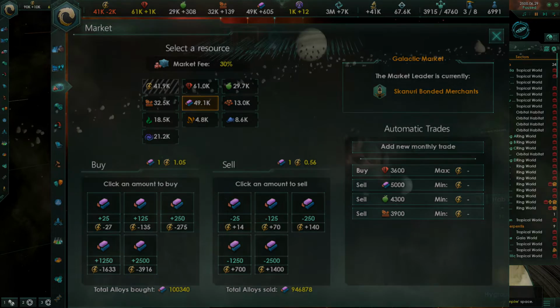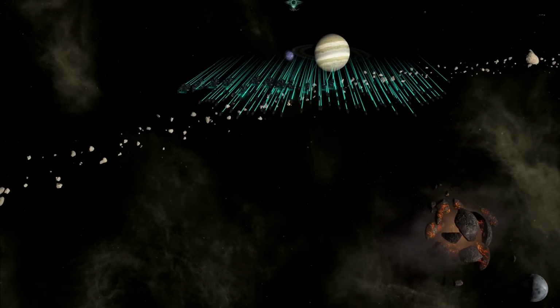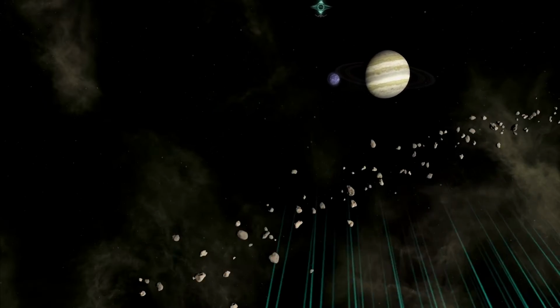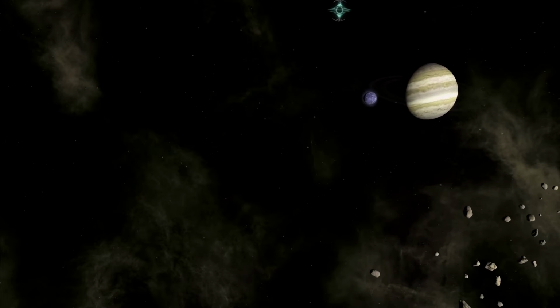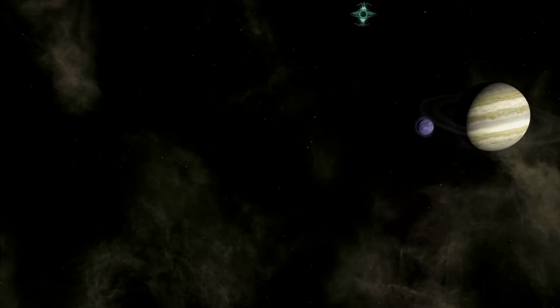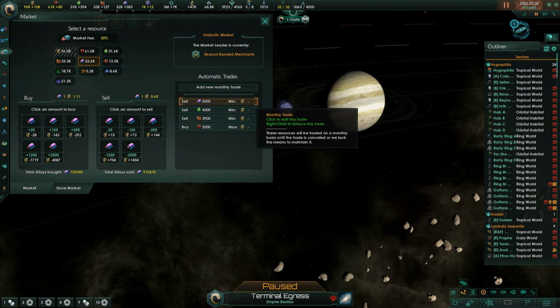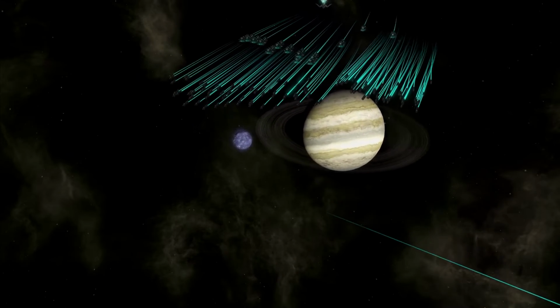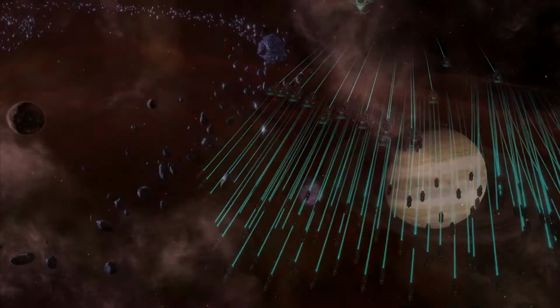That's fine, but when war breaks out across the galaxy, suddenly everyone is buying extra alloys, trying to build up more ships and defensive stations. The price of alloys goes up, and your automatic trade may suddenly create a deficit. Simply reduce the amount of alloys you're buying every month, or eliminate the automatic trade altogether. By keeping close tabs on your automated trades, you'll be able to keep yourself out of deficit spending.